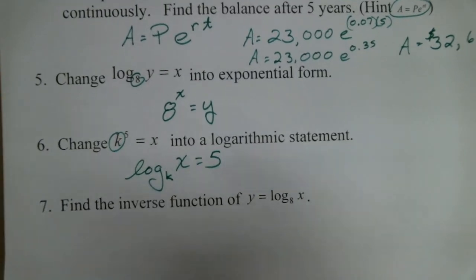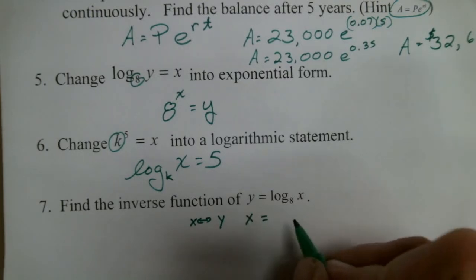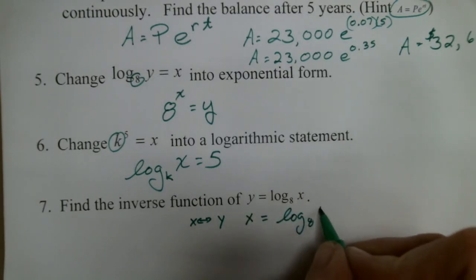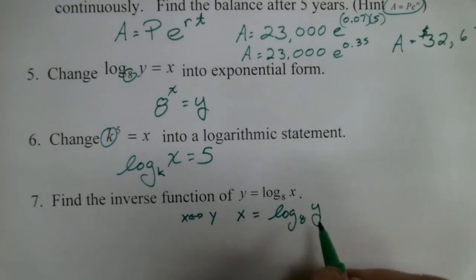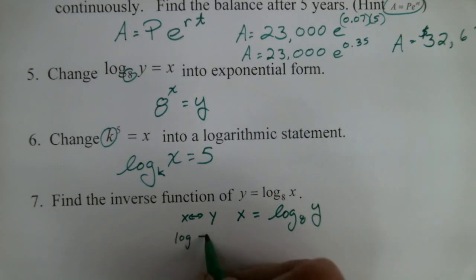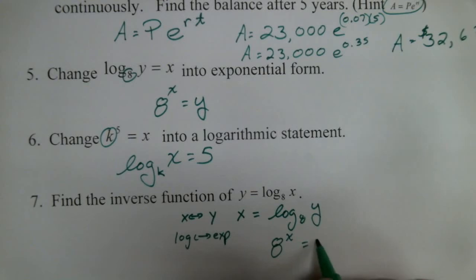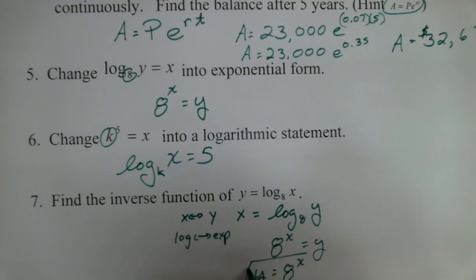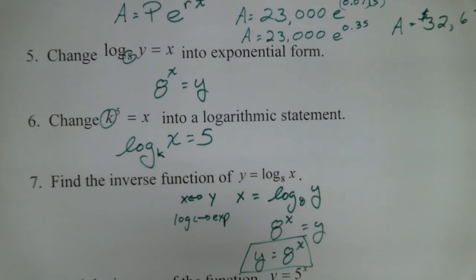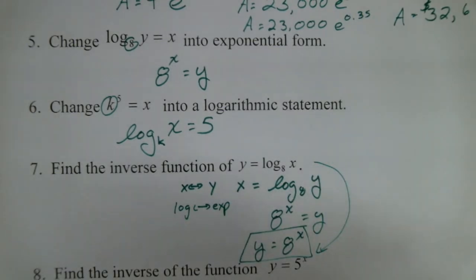Now for number 7, finding the inverse function of this. Remember, the first step in finding the inverse of any function is switching x and y. There we go. After that, since we have it in log form, to solve for y, we're going to have to change forms from log to exponential form. So the base of the log is 8. So 8 to the x equals y. Let's write it like this: y equals 8 to the x power. That's the inverse of y equals log base 8 of x.